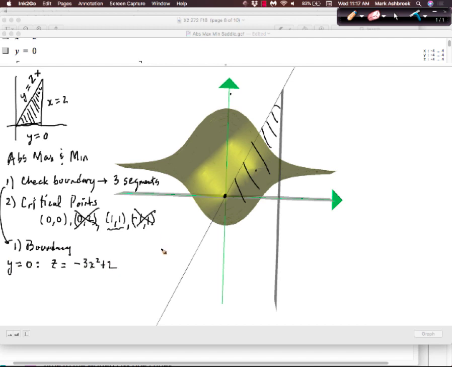So should we write that out again? Let's write it out again up here. f(x,y) equals 3x squared y plus y cubed minus 3x squared minus 3y squared plus 2. So when y equals 0, that function just becomes along there. It's like we put that plane there. We get a trace, right? And that's going to be z equals minus 3x squared plus 2.